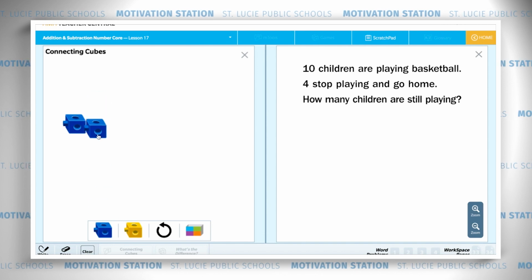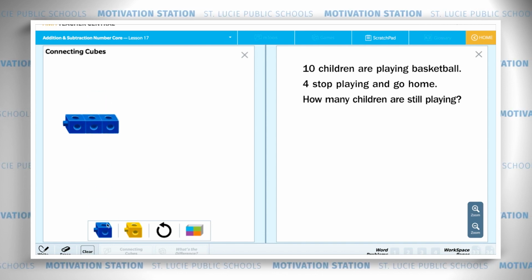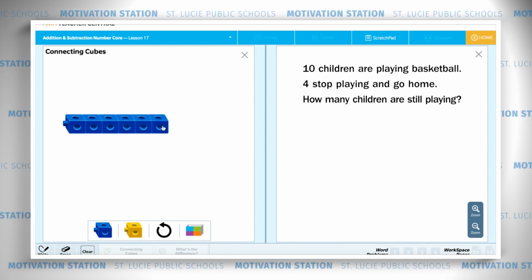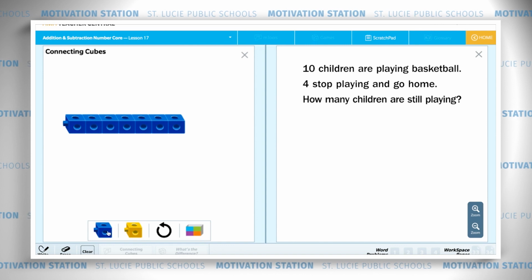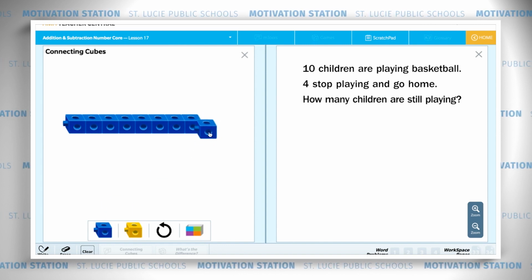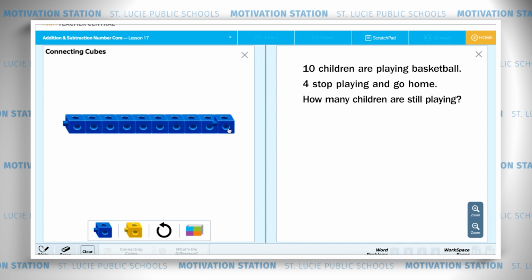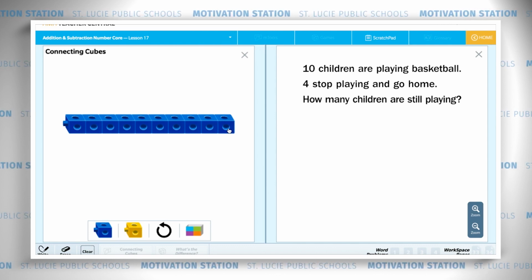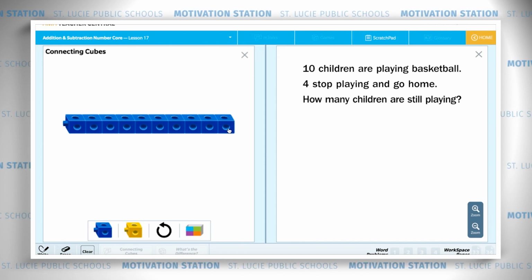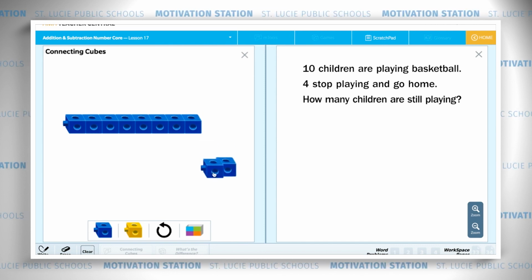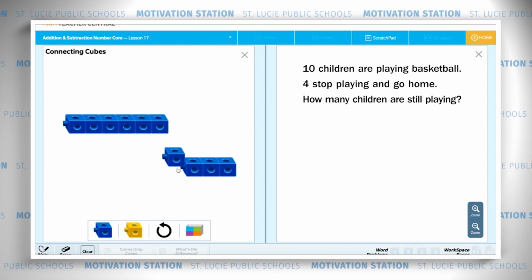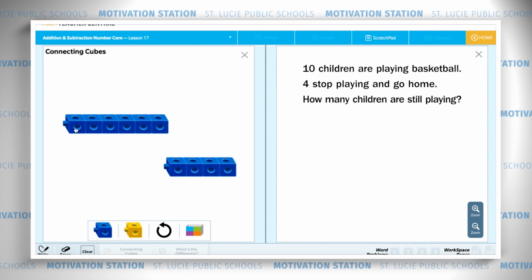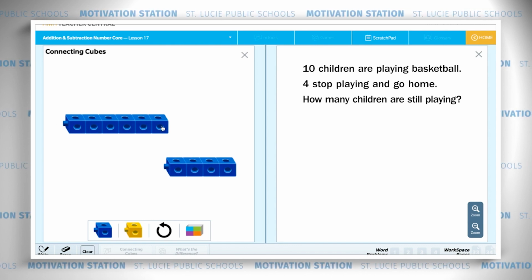1, 2, 3, 4, 5, 6, 7, 8, 9, 10. Now we're going to take off 4 cubes from our train. These 4 cubes show the number of children who go home. 1, 2, 3, 4. How many cubes are left? 1, 2, 3, 4, 5, 6.